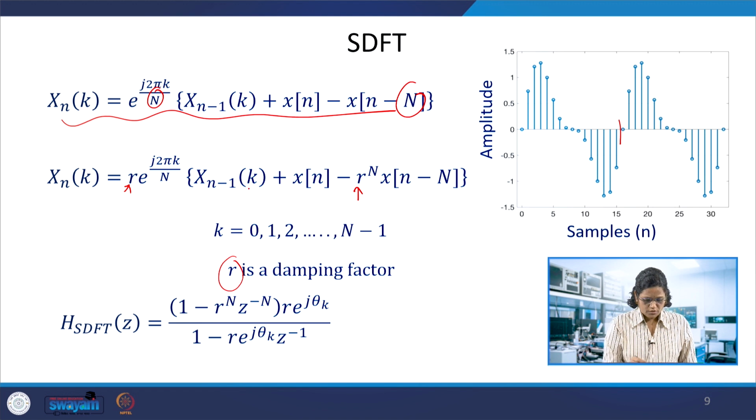So if we take the transfer function first, taking the z transform of it, we have 1 minus r power n z power minus n, this term 1 and 2, collecting them, r e power j 2 pi k into this also, and we have the 1 minus r e power j theta k z power minus 1, which corresponds to Y by X. Y is the output here, the output is these two terms, and these are the inputs.